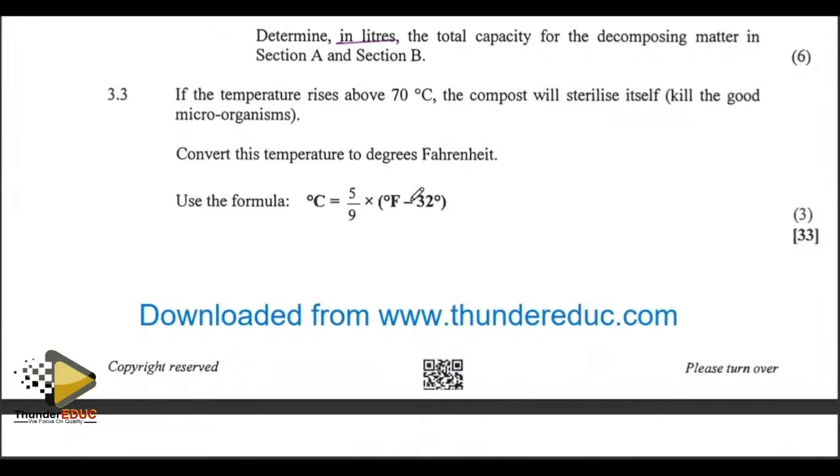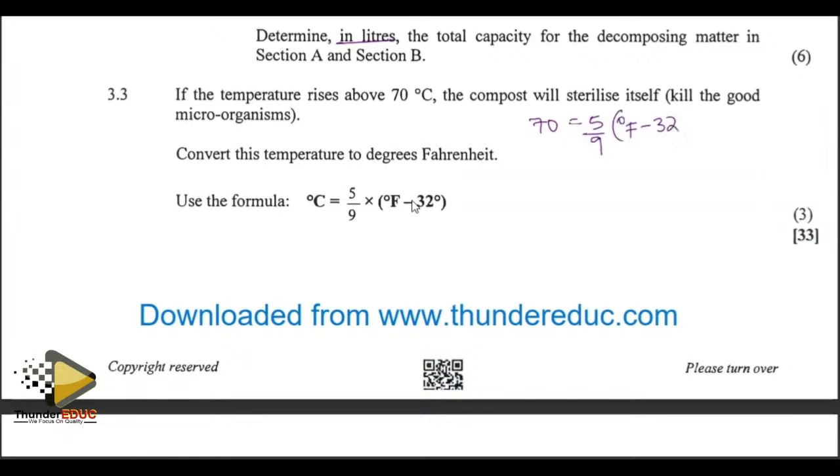3.3. If a temperature rises above 70 degrees Celsius, the composite will sterilize itself, meaning kill the good microorganisms. Convert the temperature to degrees Fahrenheit. Now they have given the formula which is upside down. It's fine. Get this formula here and substitute the way it is. What is the C? You put the 70 there, giving me 5/9 brackets. The F is still there.